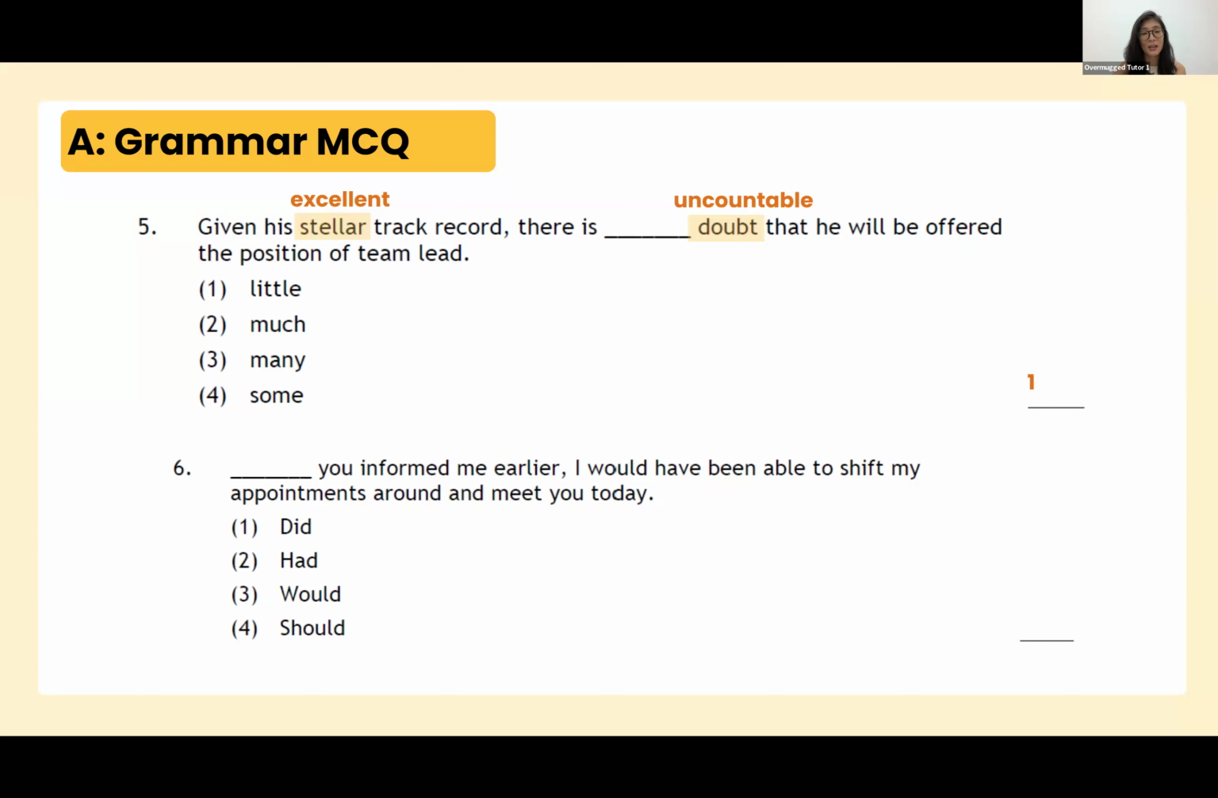Question 6. Blank, you informed me earlier I would have been able to shift my appointments around and meet you today. Now, this question is very similar to a conditional question. In a third conditional, you are typically given a scenario where something could have happened, but it didn't, typically used to express regret. So in this case, the word that is closest to the word if is actually had. So had you informed me earlier, I would have been able to make changes. So that's what this question is asking for.